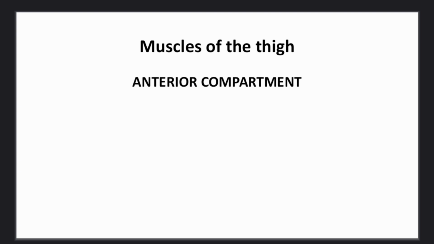Today we are going to learn about the muscles of the thigh. The thigh muscles are divided into three compartments: anterior, medial and posterior. In this video we will focus on the muscles of the anterior compartment of the thigh, okay? The main muscles of the anterior compartment are sartorius and quadriceps femoris. So we will begin with the sartorius muscle and then move on to the quadriceps femoris muscle group.